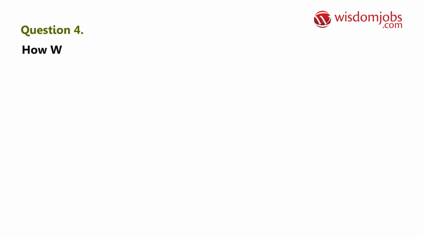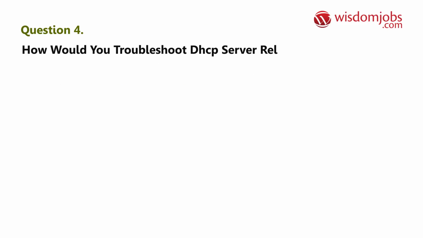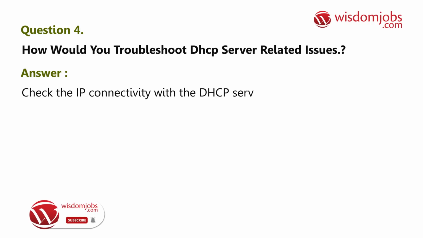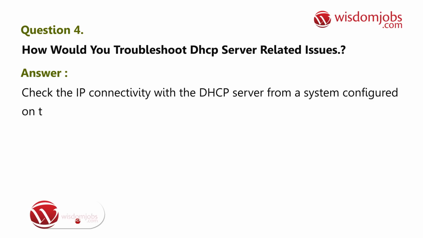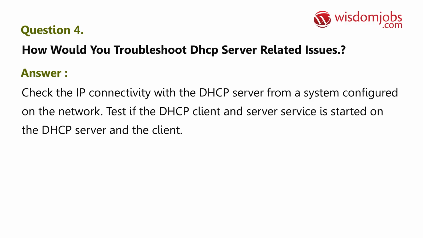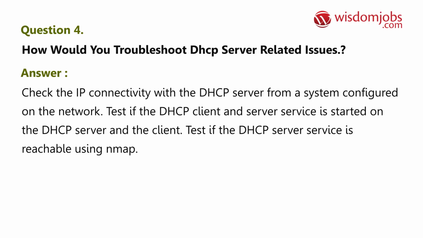Question 4. How would you troubleshoot DHCP server-related issues? Answer. Check the IP connectivity with the DHCP server from a system configured on the network. Test if the DHCP client and server service is started on the DHCP server and the client. Test if the DHCP server service is reachable using NMAP.